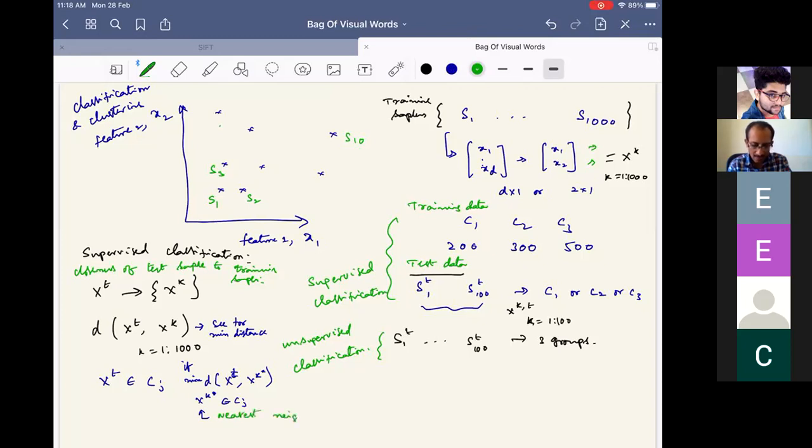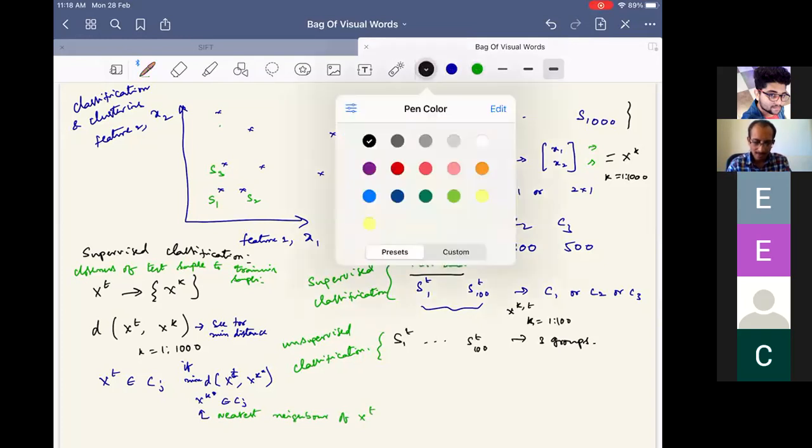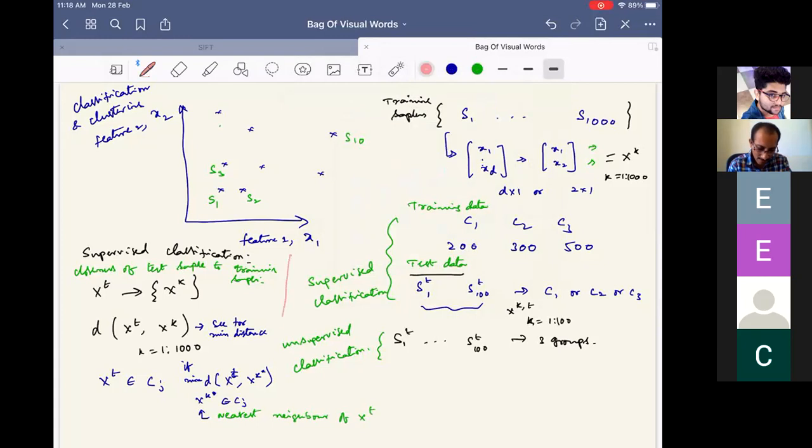Nearest neighbor of what? Xk star is the nearest neighbor of xt. So why are we saying nearest neighbor? Any idea on this? The distance is minimum between xt and xk star. Right, very good. The distance between xt and xk star is less. Okay, it's not minimum, it is less. But still we say it is a nearest neighbor. Any idea why?